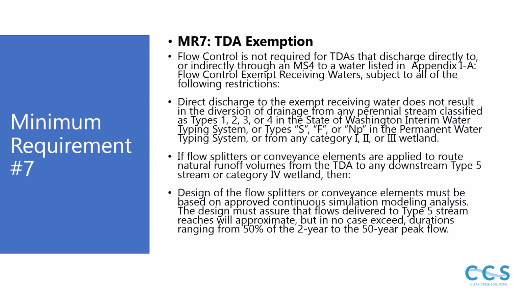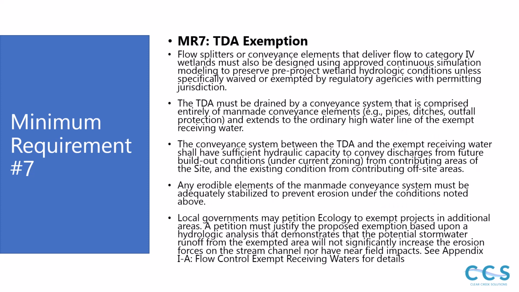If flow splitters or conveyance elements are applied to route natural runoff volumes from the TDA to any downstream type 5 stream or category 4 wetland, then design of the flow splitters or conveyance elements must be based on approved continuous simulation modeling analysis. The design must assure that flows delivered to type 5 stream reaches will approximate, but in no case exceed, durations ranging from 50% of the 2-year to the 50-year peak flow. Flow splitters or conveyance elements that deliver flow to category 4 wetlands must also be designed using approved continuous simulation modeling to preserve pre-project wetland hydrologic conditions, unless specifically waived or exempted by regulatory agencies with permitting jurisdiction.